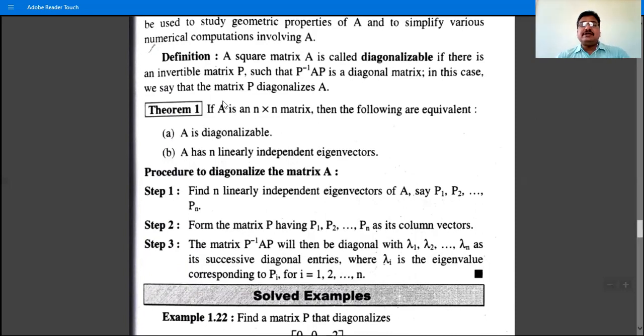For example, suppose A is a matrix of order 3 by 3. Then A is diagonalizable if A has 3 linearly independent eigenvectors. If A has less than 3 linearly independent eigenvectors, then A is not diagonalizable. Such a matrix P exists for matrix A if A has n linearly independent eigenvectors.